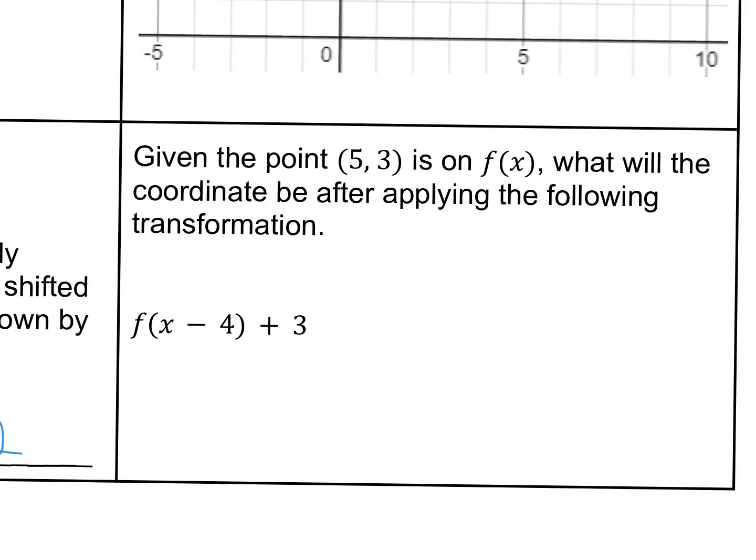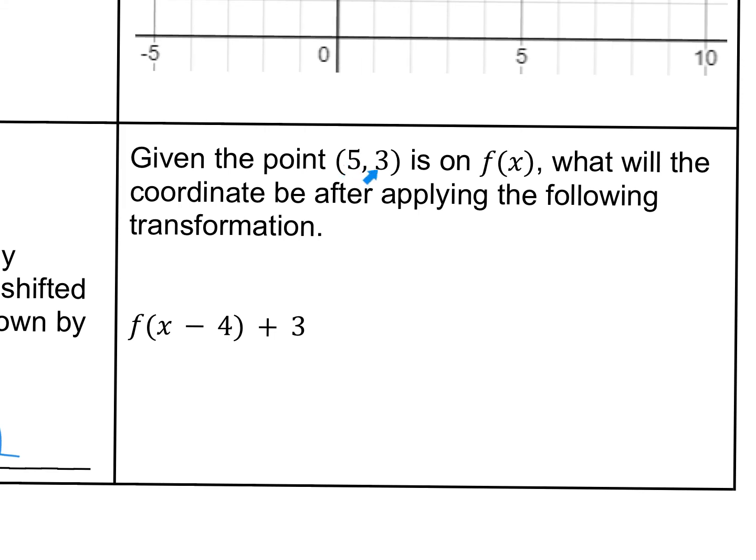Okay, last one. This one has a point at (5, 3), that's on f of x. What will the coordinate be after applying the following transformation? So this is the transformation, which is actually written in our vertex form. So remember, inside the parentheses shifts it right or left. Outside the parentheses shifts it up or down over here. And normally we start with the vertex, but what we have in this problem is that we're starting with (5, 3). Well, we're just going to apply this transformation.